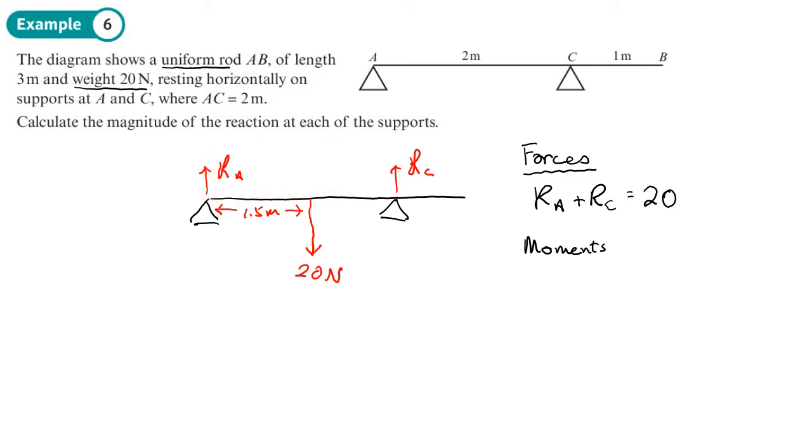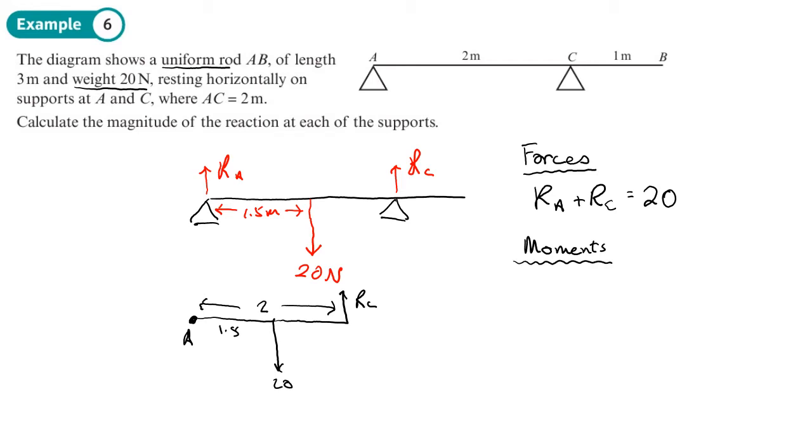I'm going to choose point A as my pivot point, so I'm going to draw it like this. This is A, and now I'm going to put in the forces and draw my moments diagram. So I've got 1.5 times 20. Then I need the distance from A to C. So that's a force of RC, and from the question I can see that this is a measurement of 2 meters. Right, so now I can write my moments equation.